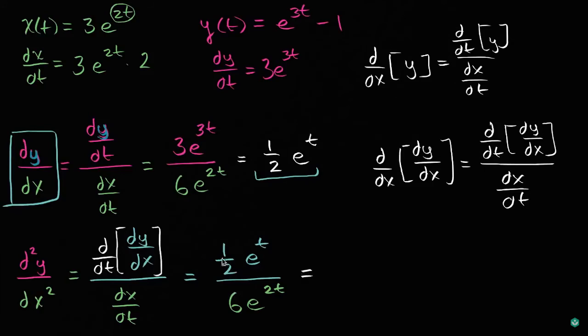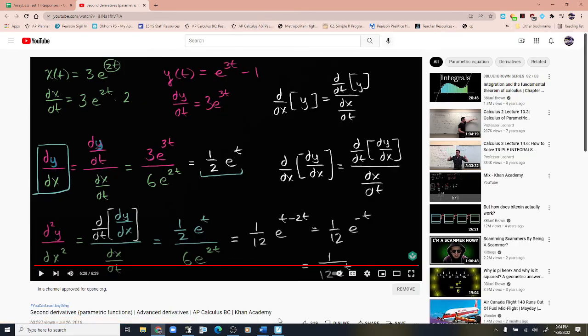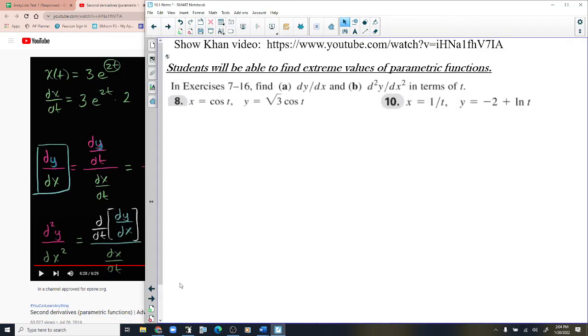And so we can write this as, let's see, 1/2 divided by 6 is 1 over 12, and then e to the t minus 2t, which is equal to, we could write this as 1/12 e to the negative t, or we could write this as 1 over 12 e to the t. And we're done. Okay, and that's where he ends it. Very good. All right, hopefully that emphasizes it. Hopefully hearing it from someone else helps.